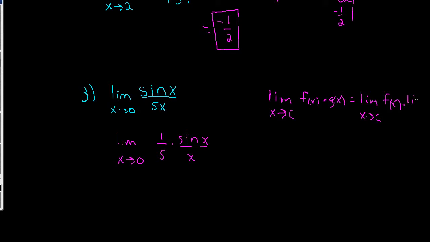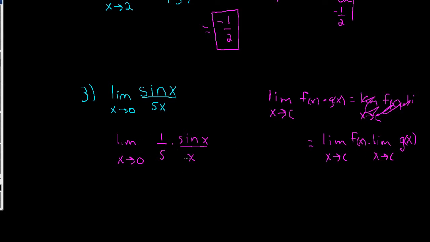In other words, I can look at the limit of the first function and then multiply it. I'm going to run out of room here. Let's rewrite this down here. We get the limit as x goes to c of f of x times the limit as x goes to c of g of x. In other words, the limit of a product of two functions is the same thing as the product of the limits of those two functions independently.